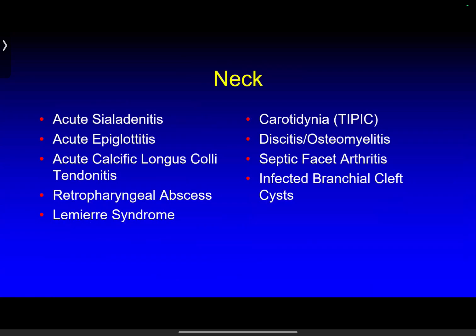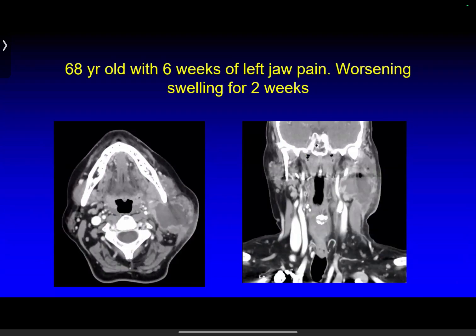Moving on to the next location, the neck. And the next patient in the ER is a 68-year-old with 6 weeks of left jaw pain, worsening swelling for 2 weeks. Axial CT neck with contrast. At the level of the mandible, there are inflammatory changes overlying the left lower cheek.